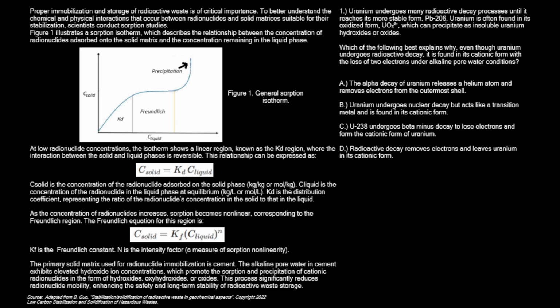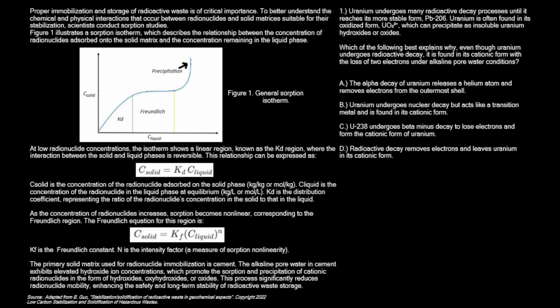The primary solid matrix used for radionuclide immobilization is cement. The alkaline pore water in cement exhibits elevated hydroxide ion concentrations, which promote the sorption and precipitation of cationic radionuclides in the form of hydroxides, oxyhydroxides, or oxides. This process significantly reduces radionuclide mobility, enhancing the safety and long term stability of radioactive waste storage.